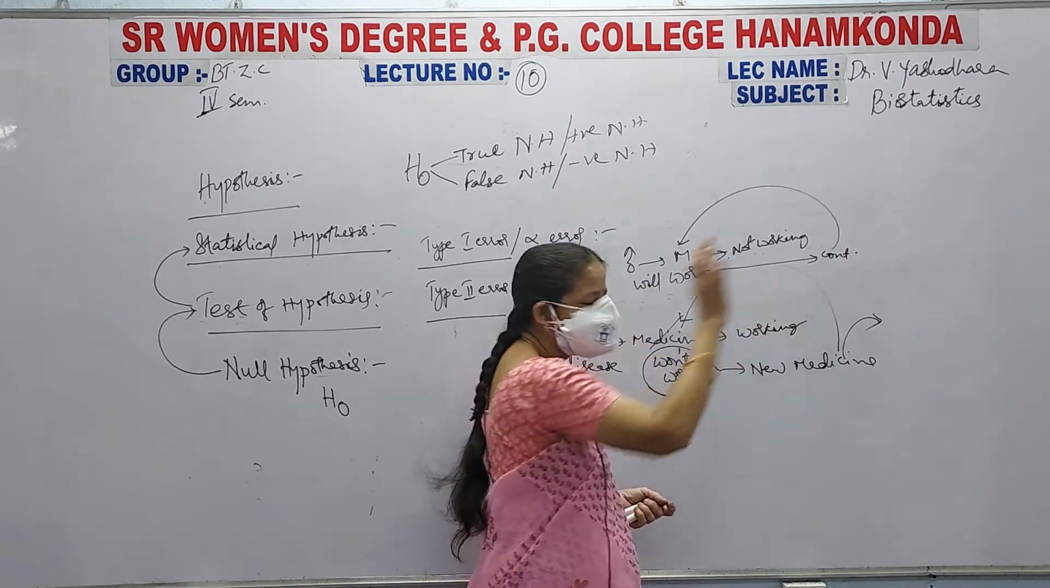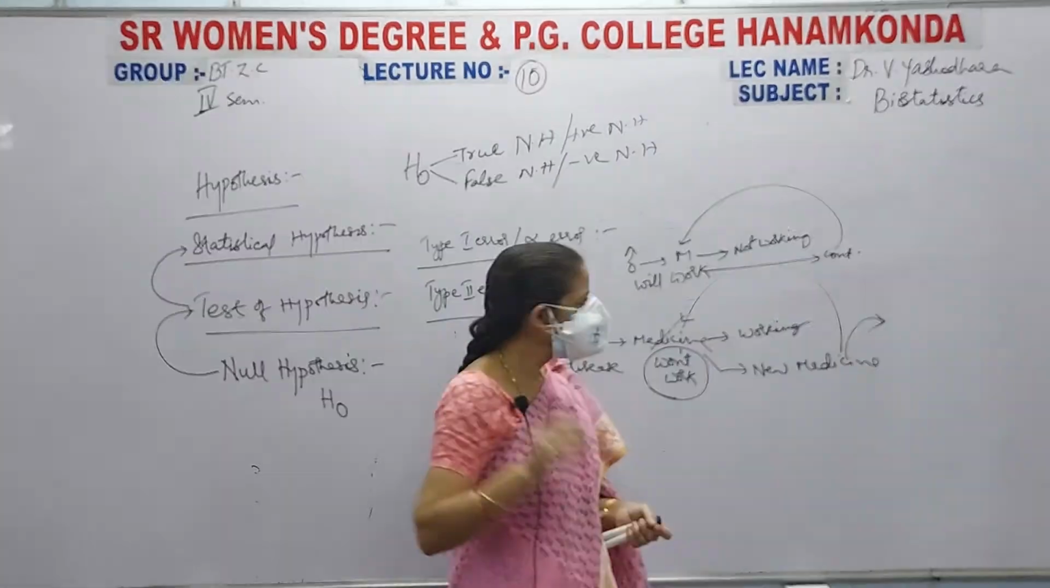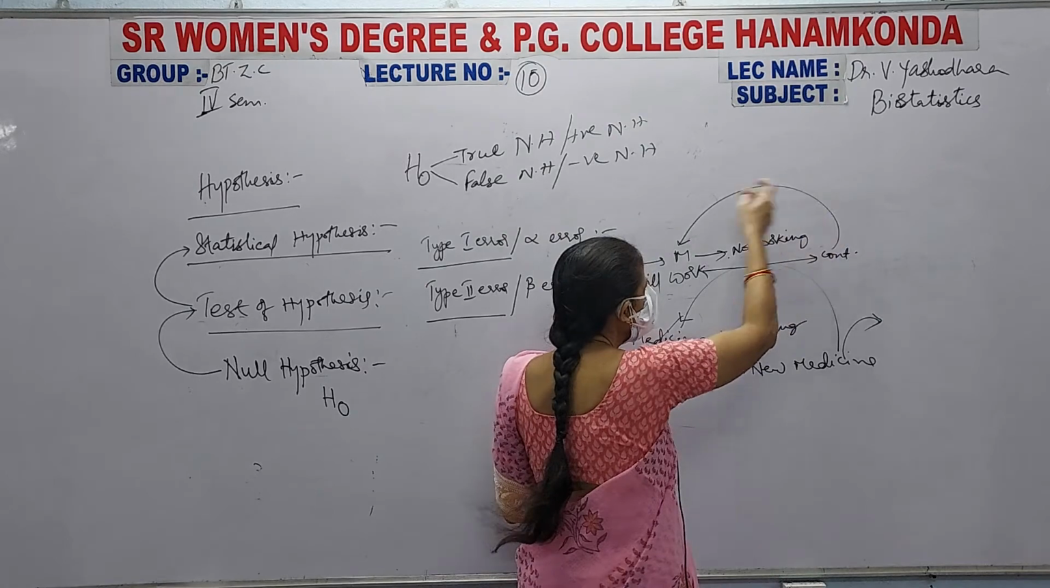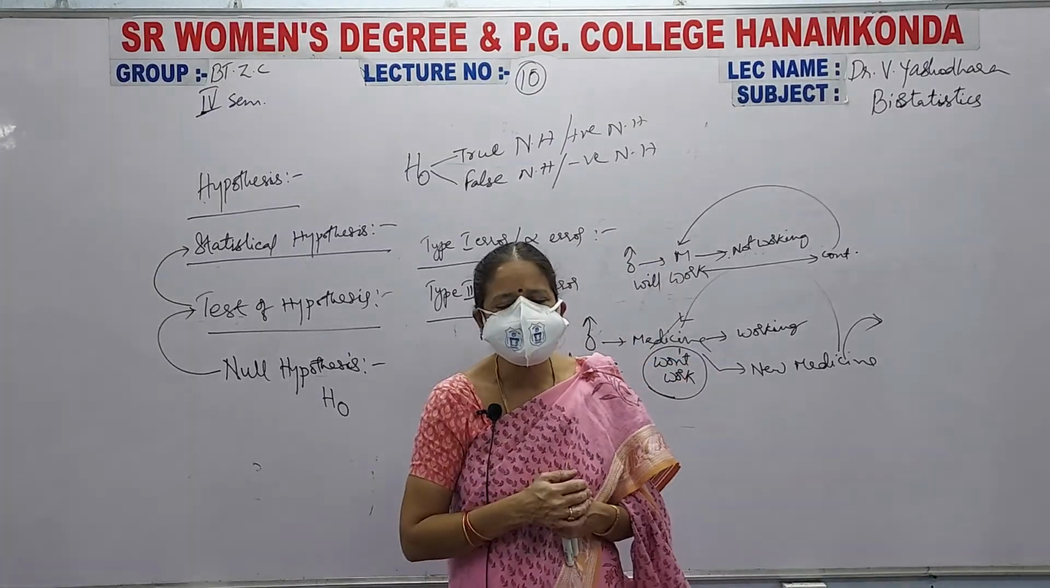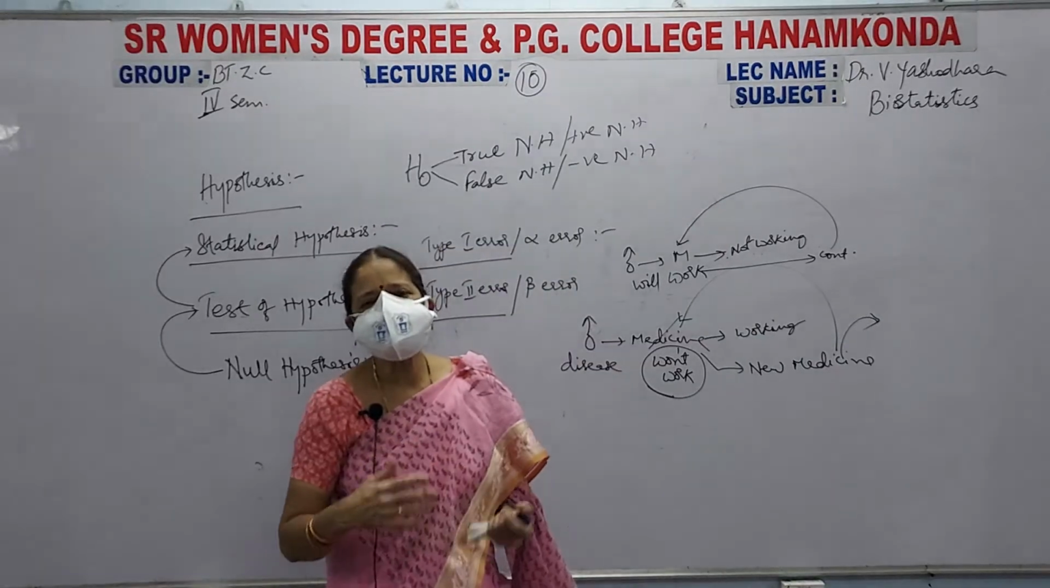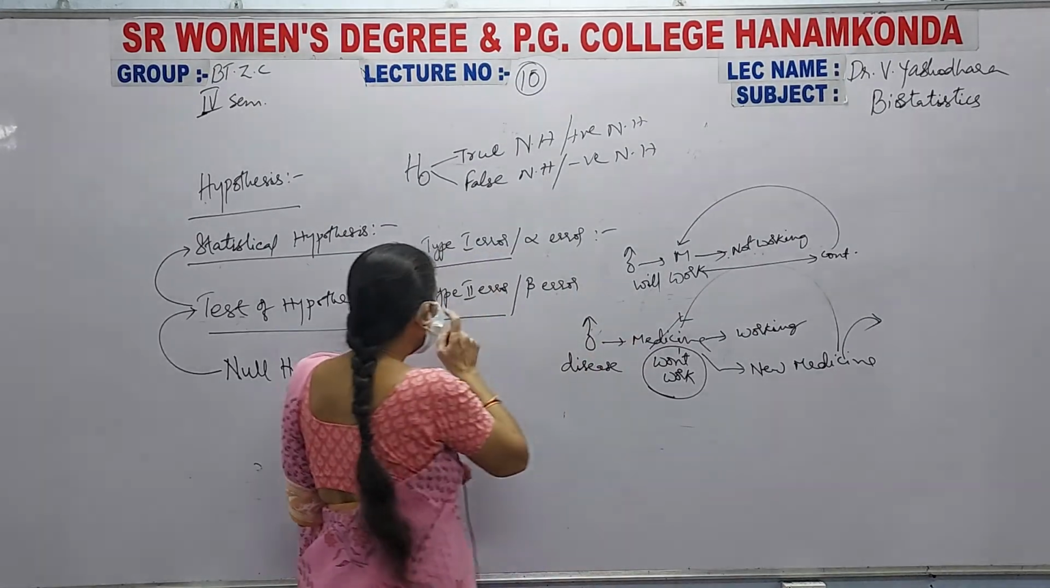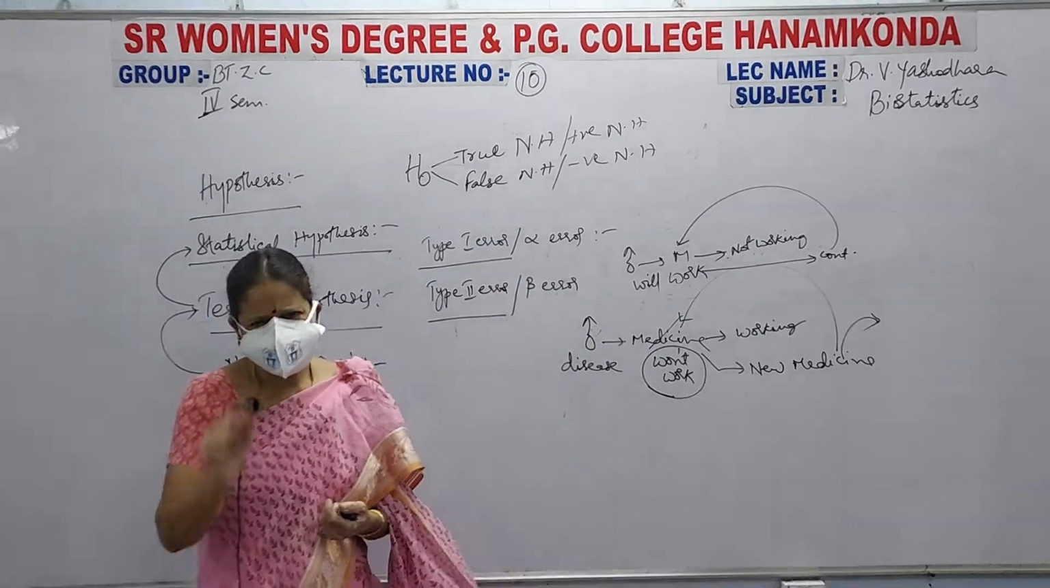I have continued it because it is my statistical hypothesis. Because of that continuation, it may show side effects in the person, or it may deteriorate the condition of the patient, or the patient may die. This is known as beta error or type 2 error.